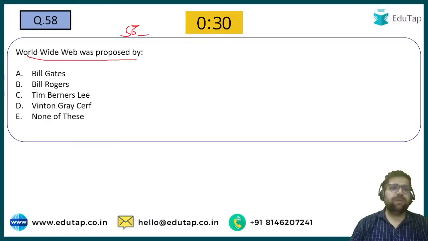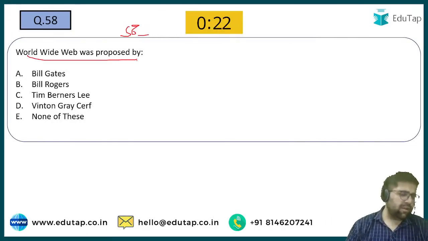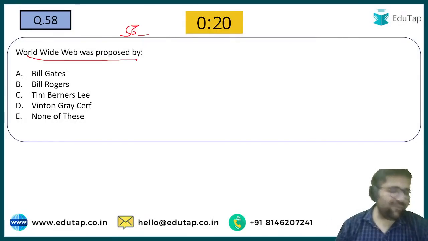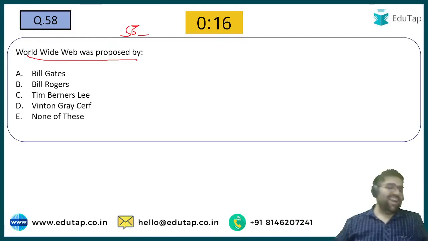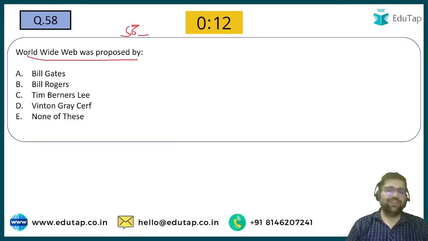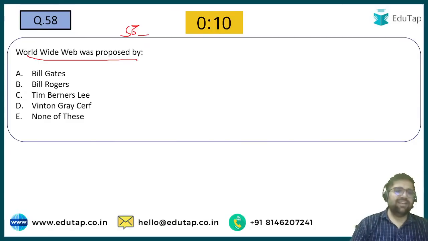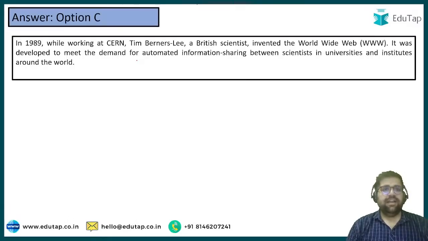The World Wide Web was proposed by which particular person? Yes, it was given by Bin. And who is the father of the internet? I think Mayank is so frustrated over here because he answered it incorrectly before. Yes, it is super easy, but certain types of questions will come. The answer will be Tim Berners-Lee. Let's move ahead.